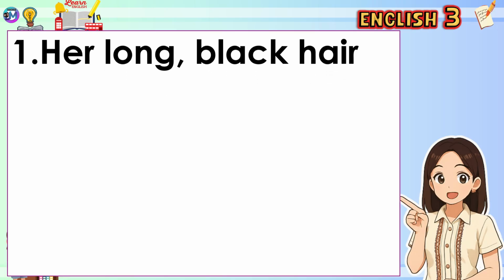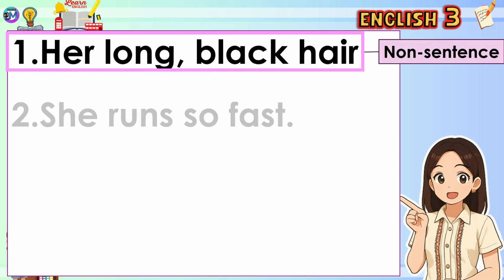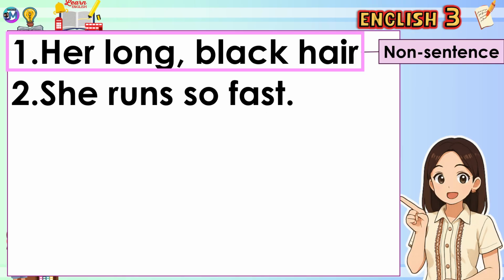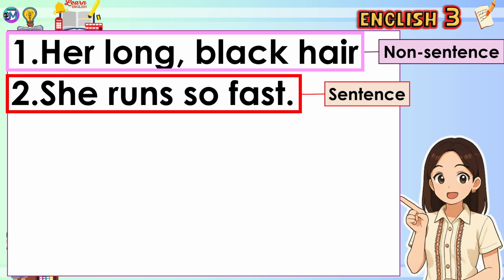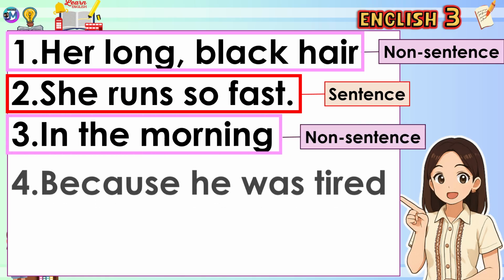Number 1. Her long black hair. Great job. It is a non-sentence. Number 2. She runs so fast. Awesome. It's a sentence. Number 3. In the morning. Great job. It is a non-sentence.